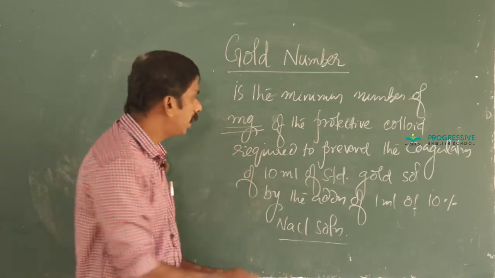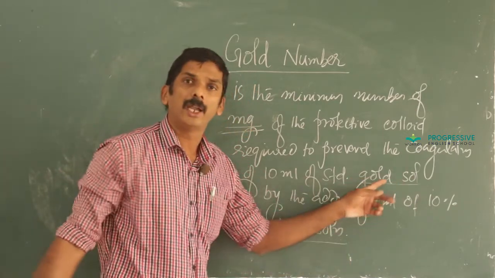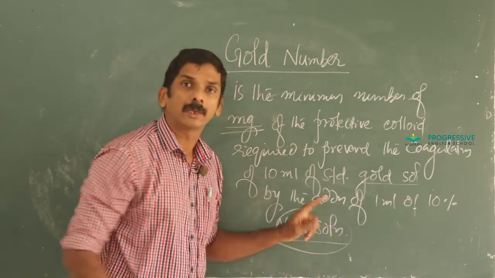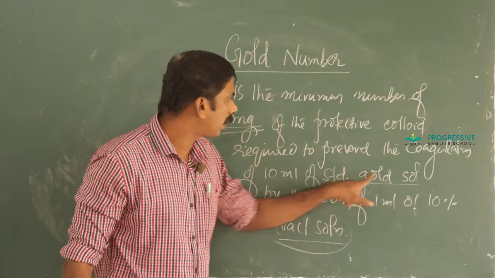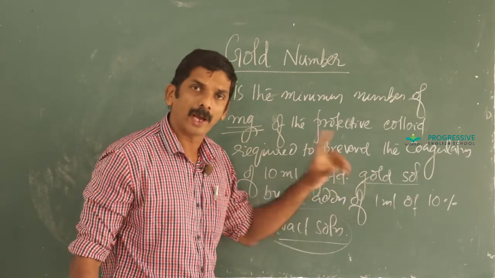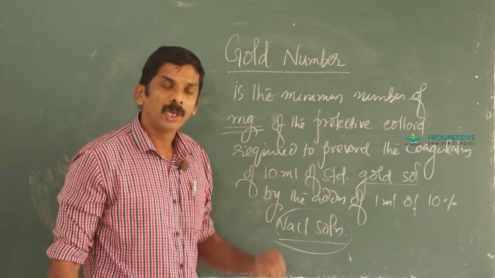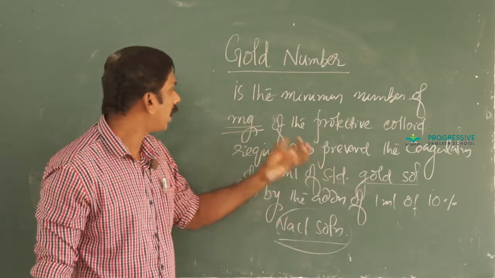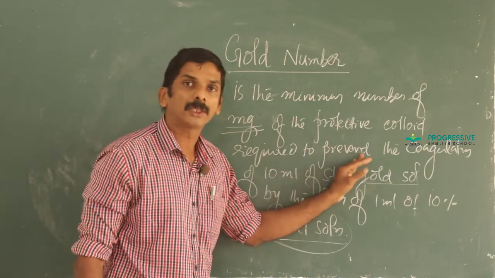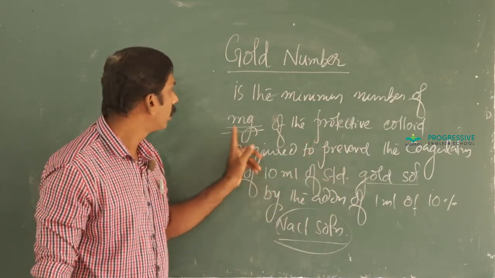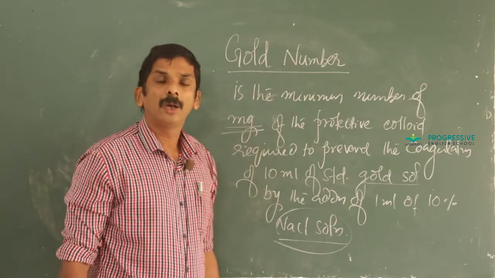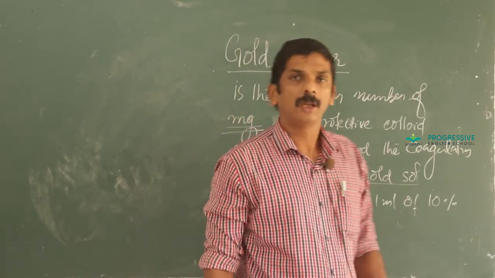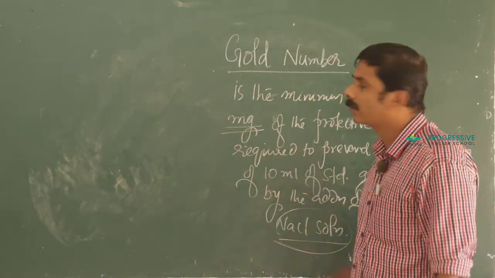It is very clear that gold sol is a lyophobic sol. Sodium chloride is an electrolyte. When an electrolyte is added to a lyophobic sol, coagulation takes place. In order to prevent the coagulation of this lyophobic sol, what is the amount of lyophilic sol in milligrams? That is called gold number. And in competitive level examinations, questions are asked based on this gold number.